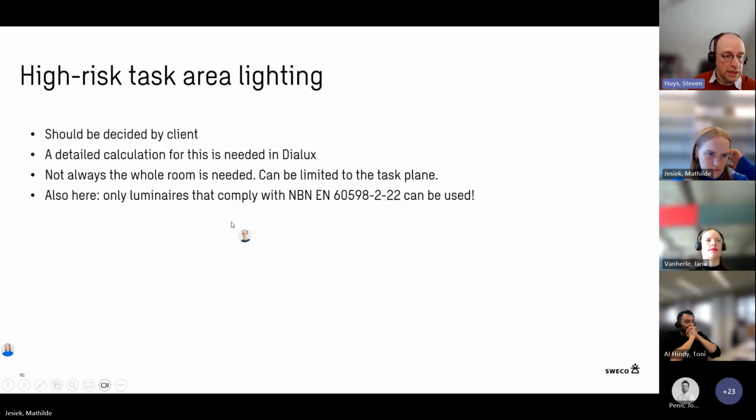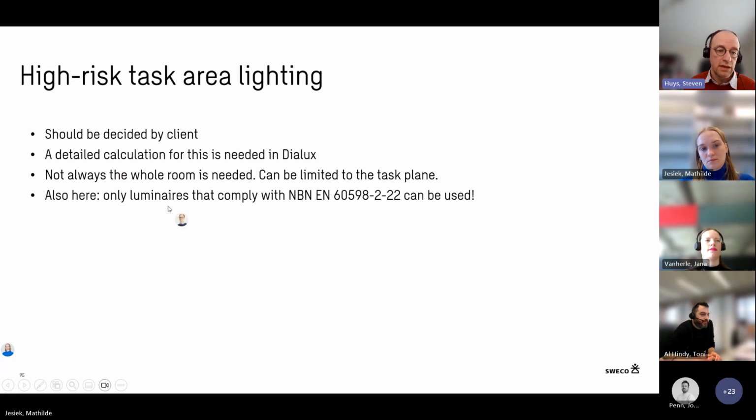And then as a last one, the high risk tasks have to be identified by the client, because he knows what kind of work will be done in the different rooms. And if it's needed, then a detailed calculation is needed because it will need fairly high lux levels. So take into account that not always the whole room is needed. It can be limited to the task plane, so the extra cost can be reduced then.